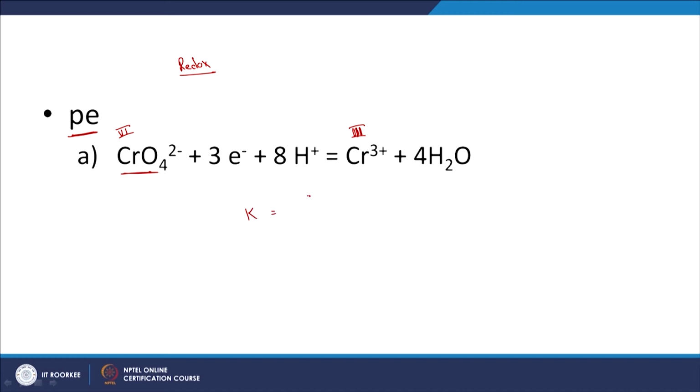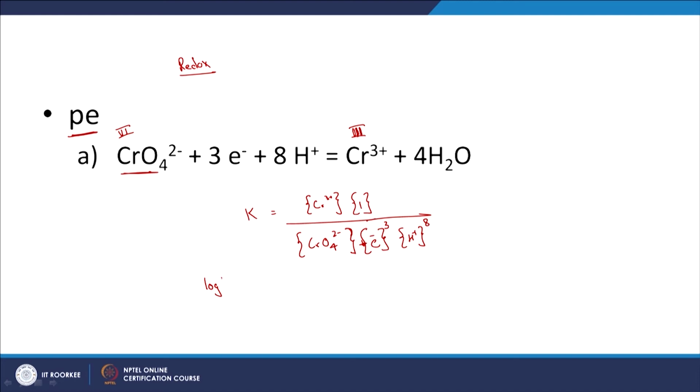K is now going to be equal to activity of Cr3 plus times activity of water, which is equal to 1, by activity of CrO4 2 minus times activity of an electron to the power of 3 times activity of H plus to the power of 8. So let us say I try to transform this, and I guess I take the logarithm.